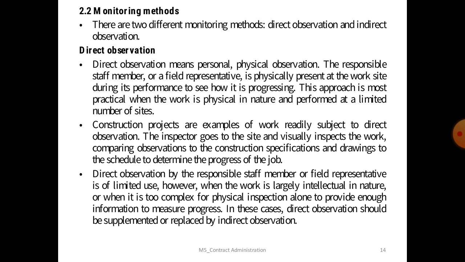The inspector goes to the site and visually inspects the work, comparing the observation to the construction specifications, drawings and schedule to determine the progress of the job. However, direct observation by the responsible staff member or a field representative is of limited use when the work is largely intellectual in nature or when it is too complex for a physical inspection alone to provide enough information to measure the progress. In these cases direct observation should be supplemented or replaced by indirect observation.